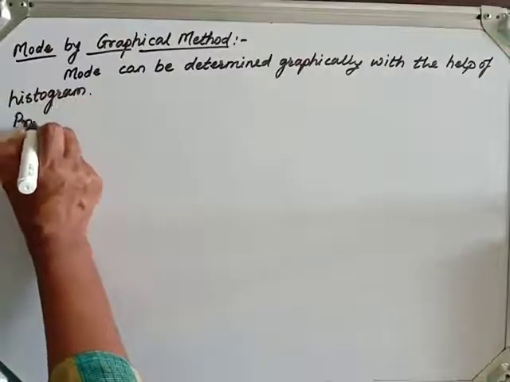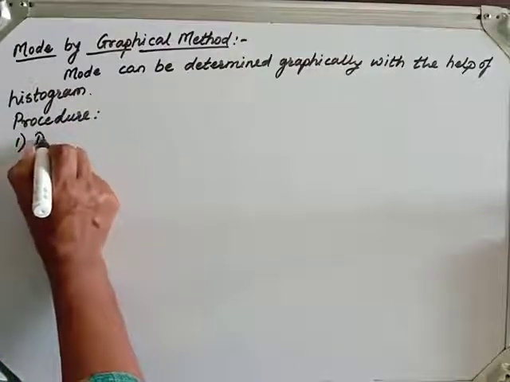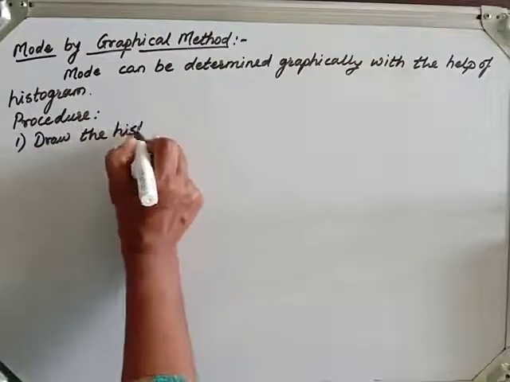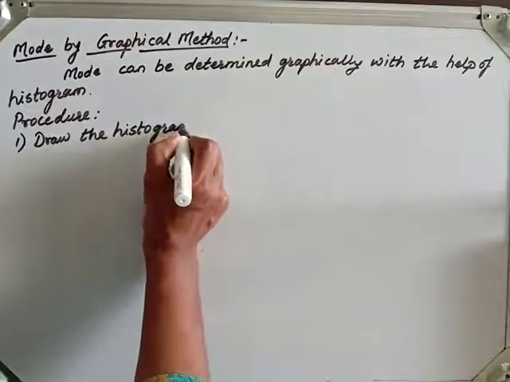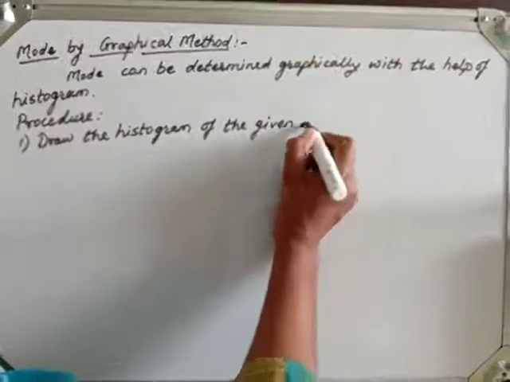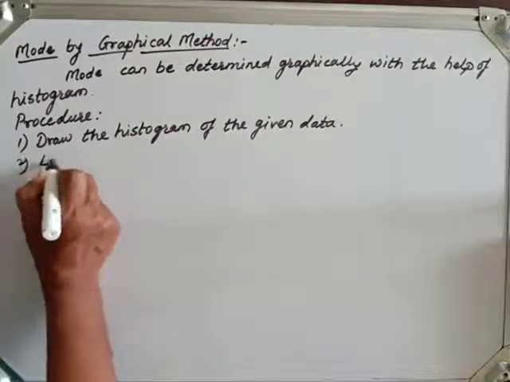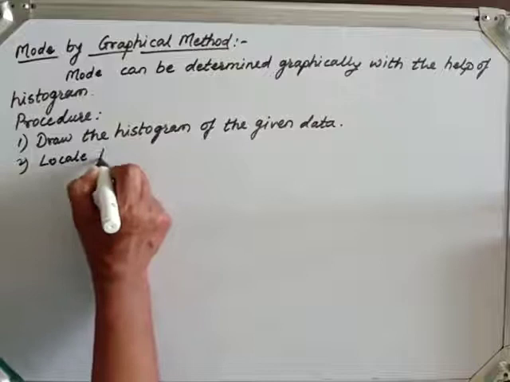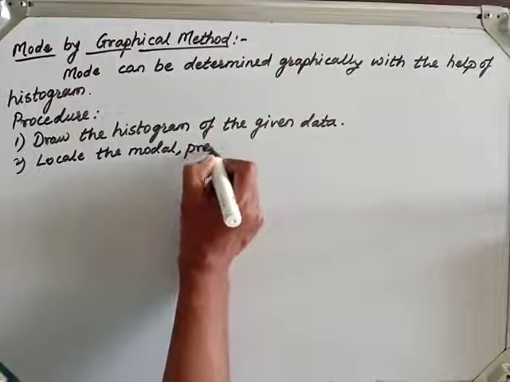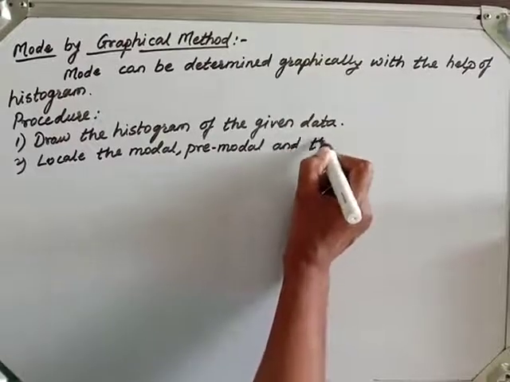So let me write the procedure. The first step is to draw the histogram of the given data. Then the second step is to locate the modal, pre-modal and post-modal class.